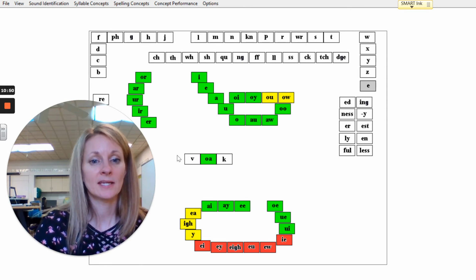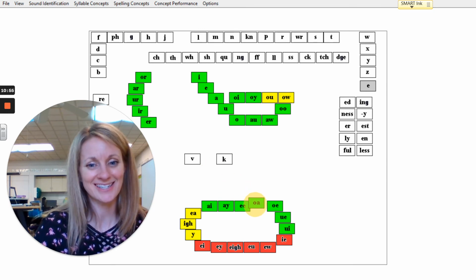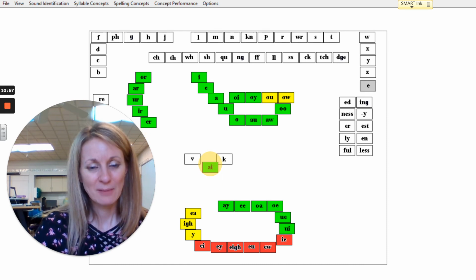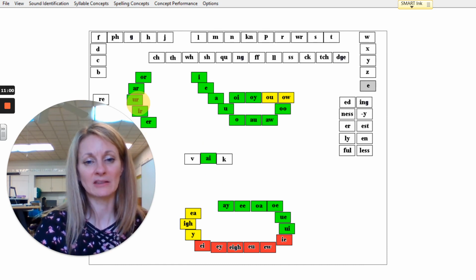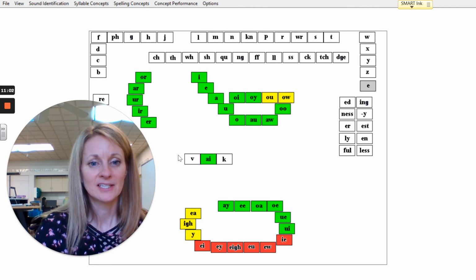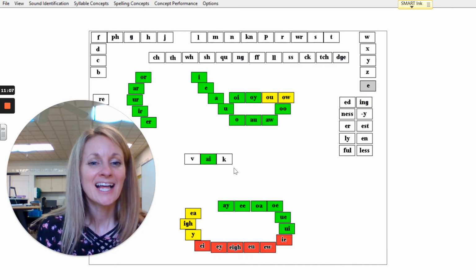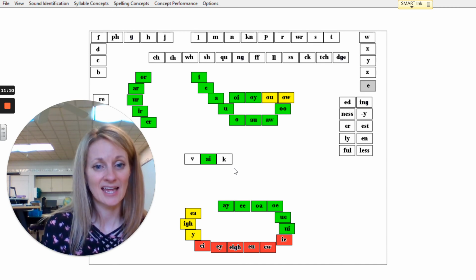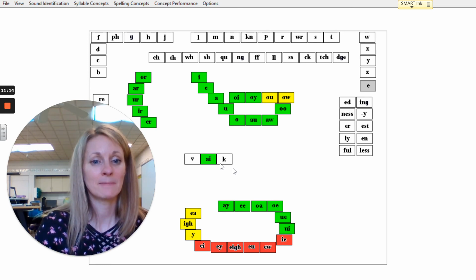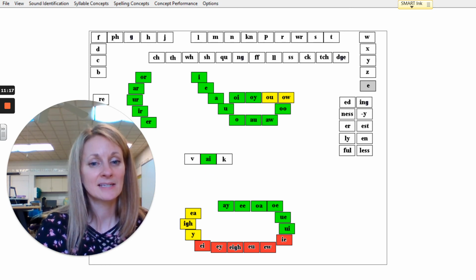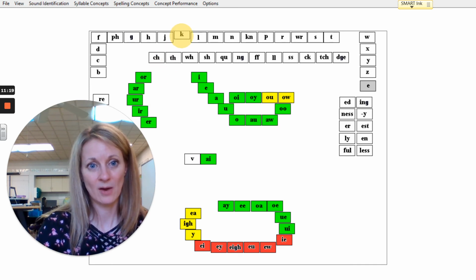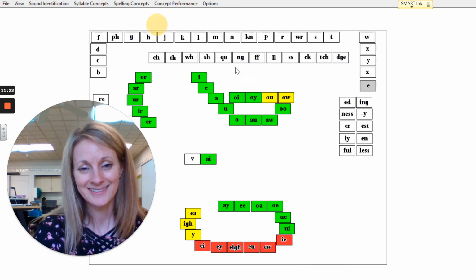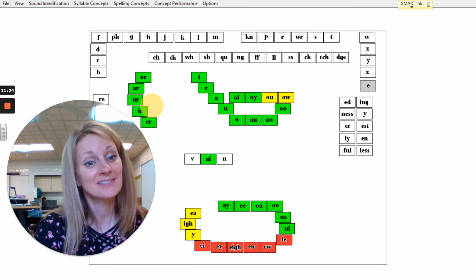Let's change this to say vake. Vake. So ready? Ache. That doesn't work anymore, so let's change it. I'm using these green walkers for that long vowel pattern. So I have ache. Very good. Let's change this to say vain. Vain. Ready? Vain. So now we're moving into a real word. And that word is vain.